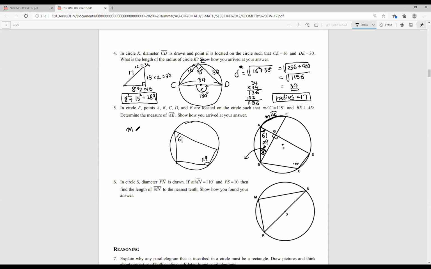So the measure of angle AE is what? The central angle, okay? That's the central angle, always twice this angle, okay? So 2 times 29 equals how much? 58 degrees, okay? Can you do that?